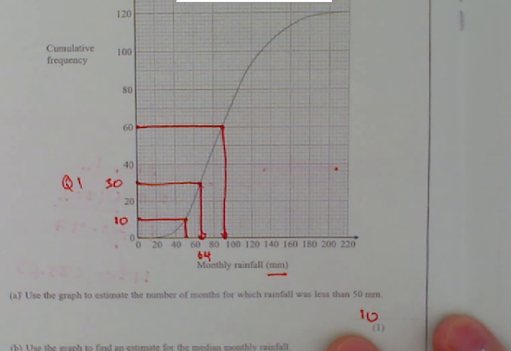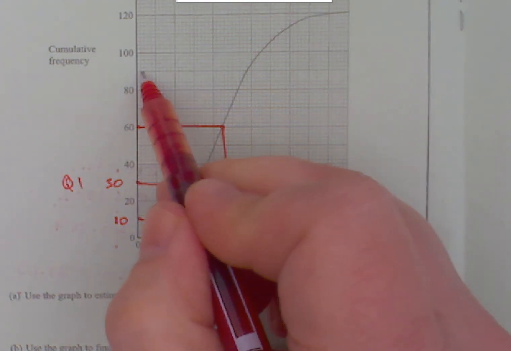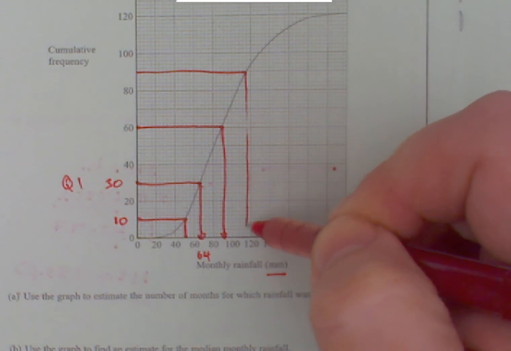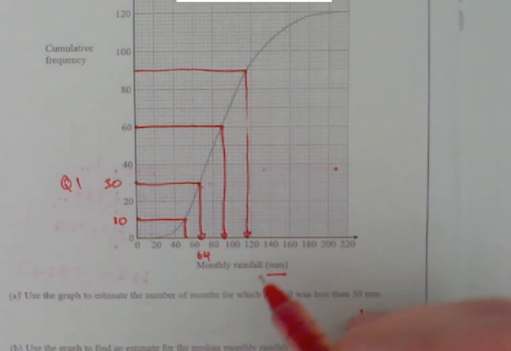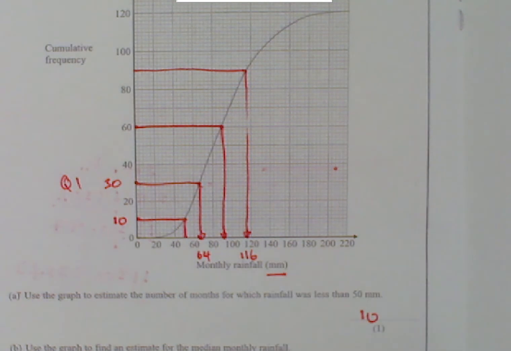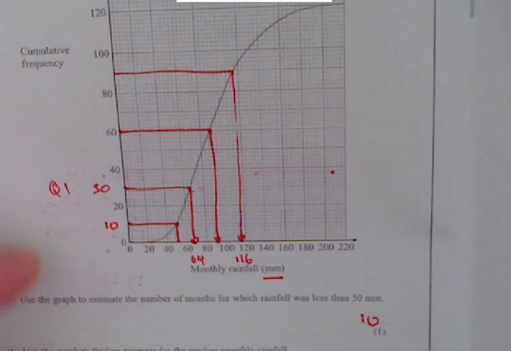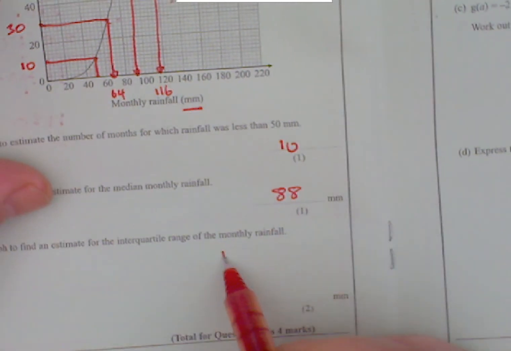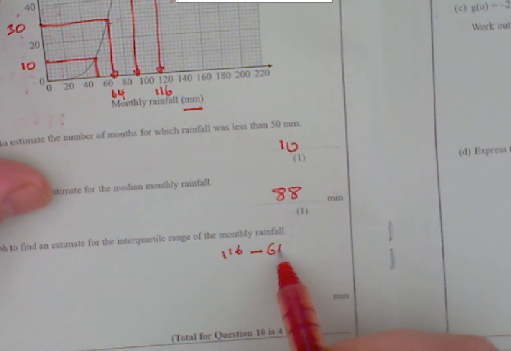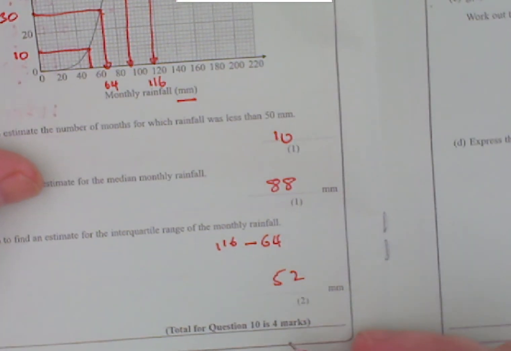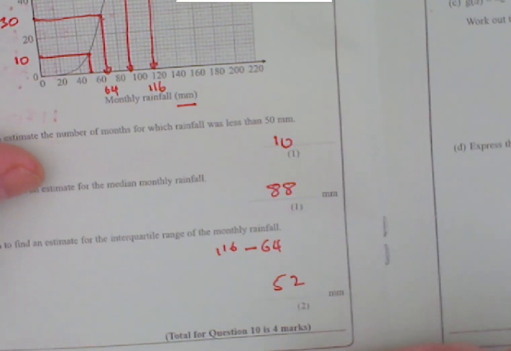And then here, this 90 would be 3/4 of the way up, which is there. I make that one square behind 120, so I'm going to call that 116. And then if we do 116 minus 64, you get 52. So this should be 116. Show your working out, because for this one there are 2 marks. Even if you showed the correct method but had the numbers wrong, you'd still get some marks.